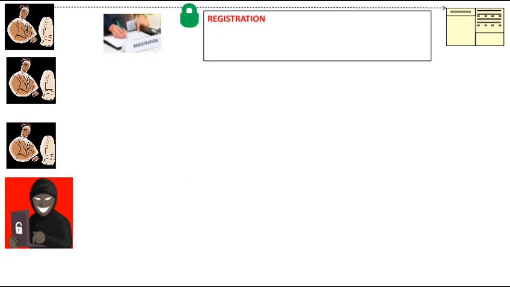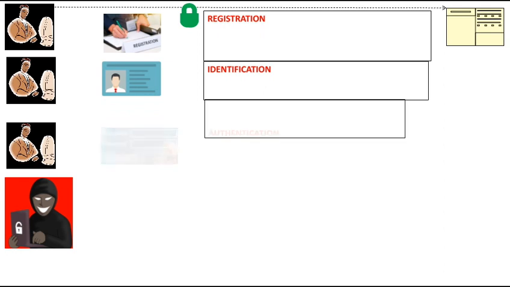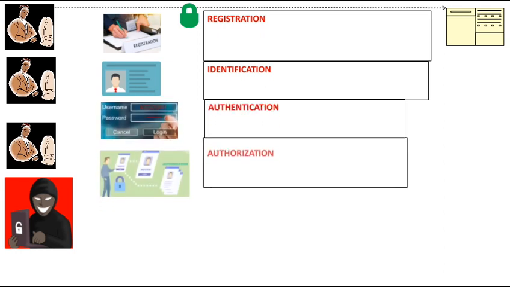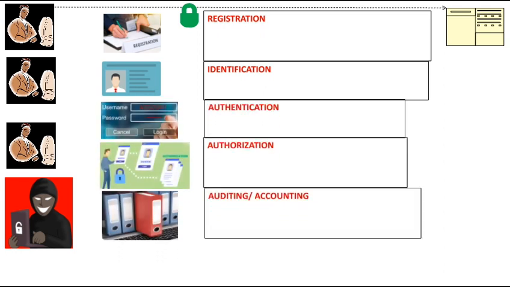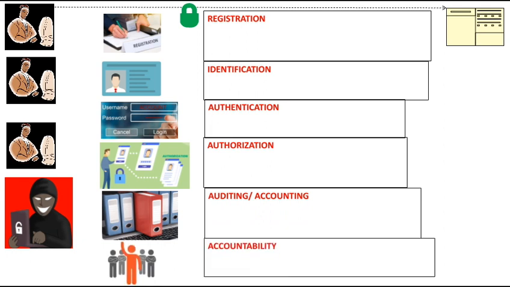So the first step is the registration, followed by identification, authentication, authorization, and auditing or accounting, and all these steps then lead us to the accountability of the user.